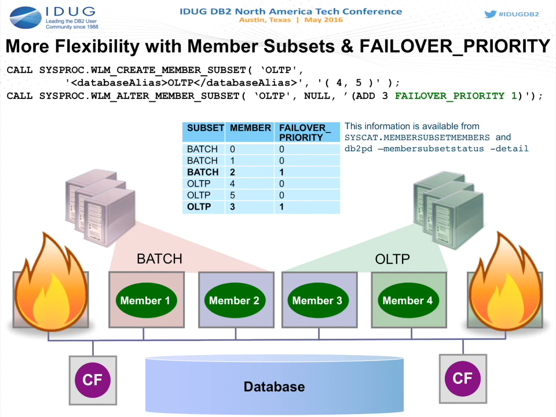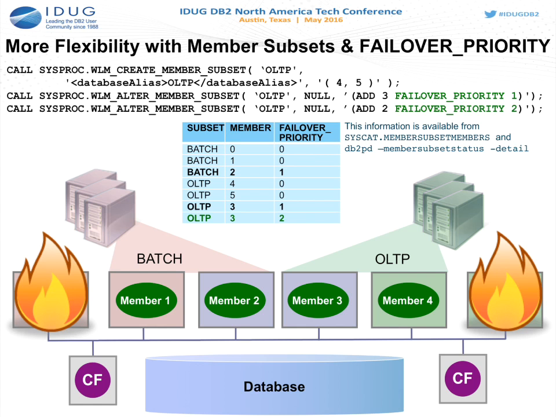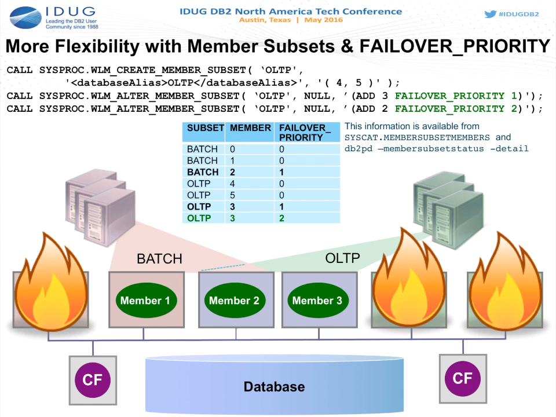You can have different subsets sharing the same member. So for example, I could set up member 2 to be failover priority 2 for OLTP. That should really be a 2 there. And that would say that if member 4 fails, then the OLTP workload is going to be spread across that member as well. And you can see that now we have batch and OLTP sharing the same member.